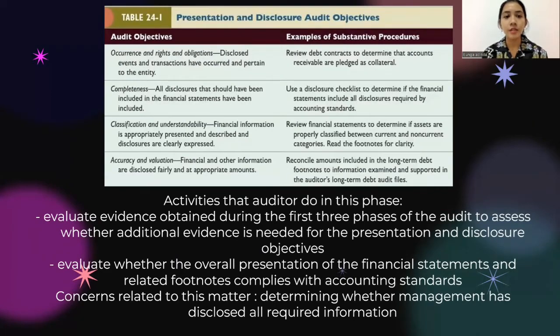So we have the presentation and disclosure audit objective, as you can see in Table 24. The activities that auditors do in this phase: the first one is to evaluate evidence obtained during the first 3 phases of the audit to assess whether additional evidence is needed for the presentation and disclosure objective. And then evaluate whether the overall presentation of the financial statements and related footnotes complies with accounting standards. A concern related to this matter is determining whether management has disclosed all required information.